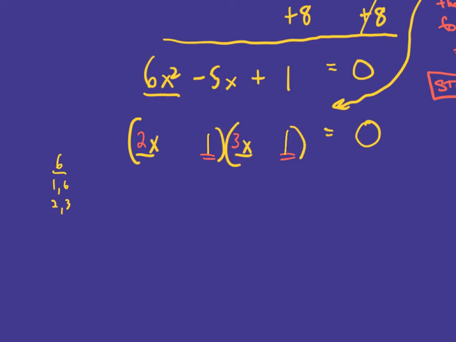Pretty easy, has to be 1 and 1. Underneath, if you multiply 1 times 3, 2 times 1, you get 2. And it is possible to get negative 5 if both of them are negative. Negative 3 and negative 2 does add to be negative 5. So that means both signs up top will be negative.